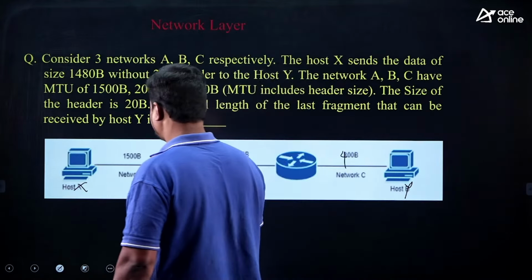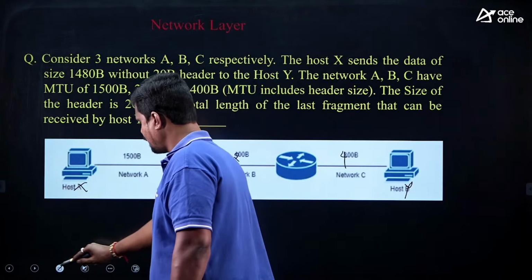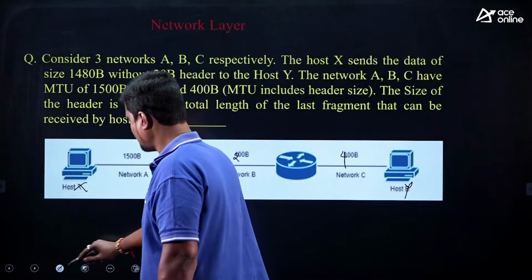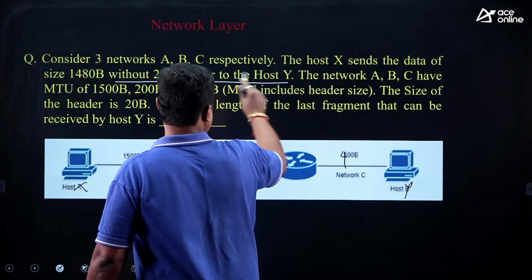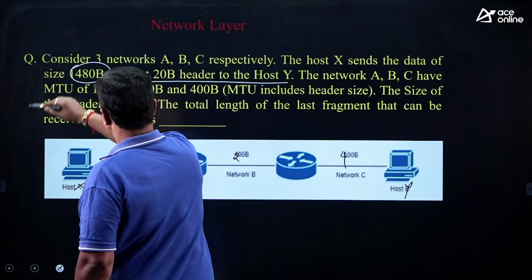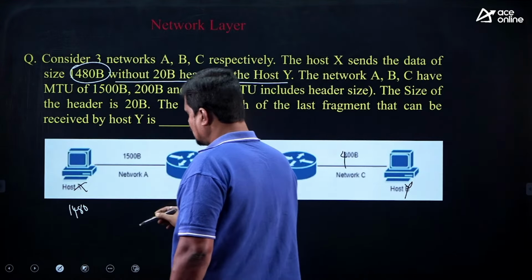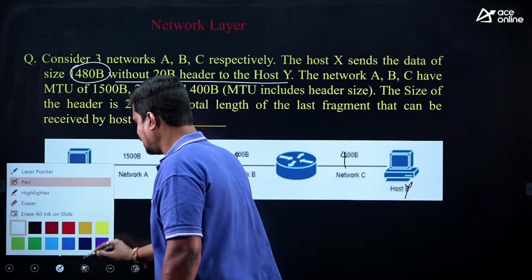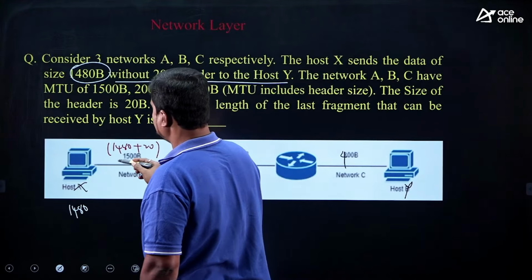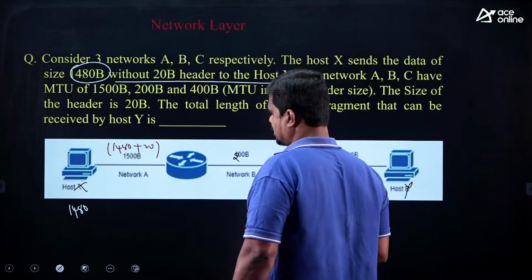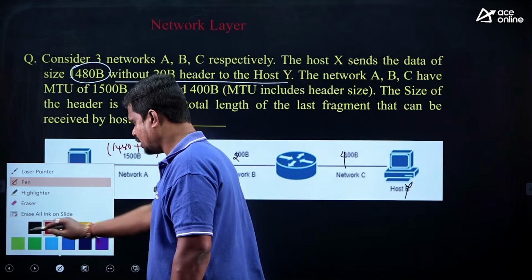So verify this question. The host X sends data without 20 bytes of header to the host Y. What is the size of the data you are sending? 1480 bytes. So it means this is sending 1480 bytes of data from here to here. You know that this is 1500 bytes. How can you write 1500? 1480 plus 20, because the question clearly mentions MTU includes header size. So now you have 1480 bytes of data here.